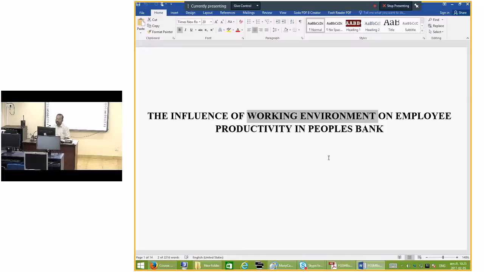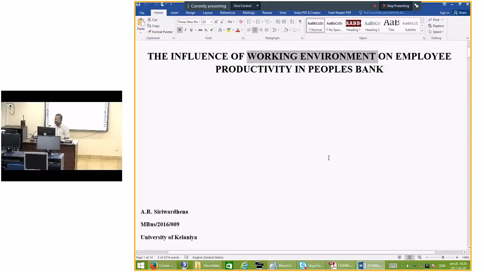After selecting a topic, working environment and employee productivity, everywhere in your research, the proposal and the research, you should use the same words. You cannot change the words here and there. Sometimes you may use employee performance, sometimes efficiency, sometimes productivity. No, you cannot. You have to define first what employee productivity is, and everywhere you should use the same words.